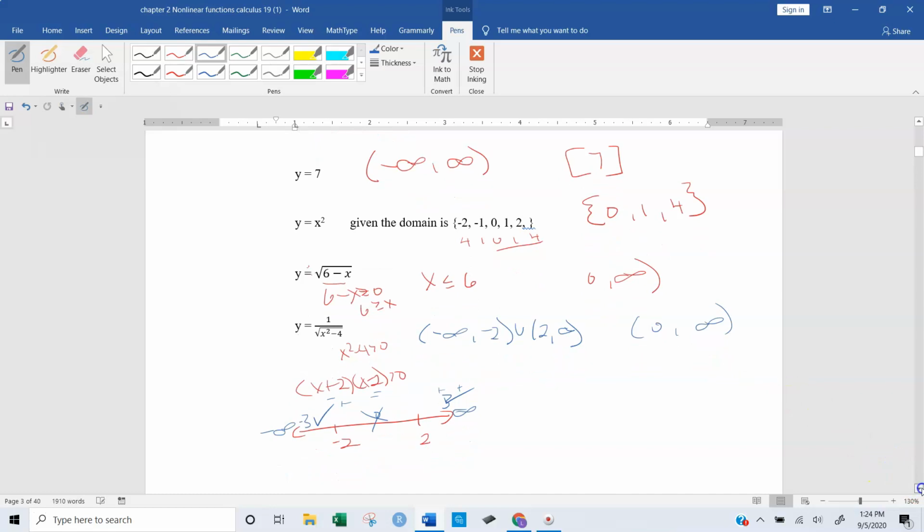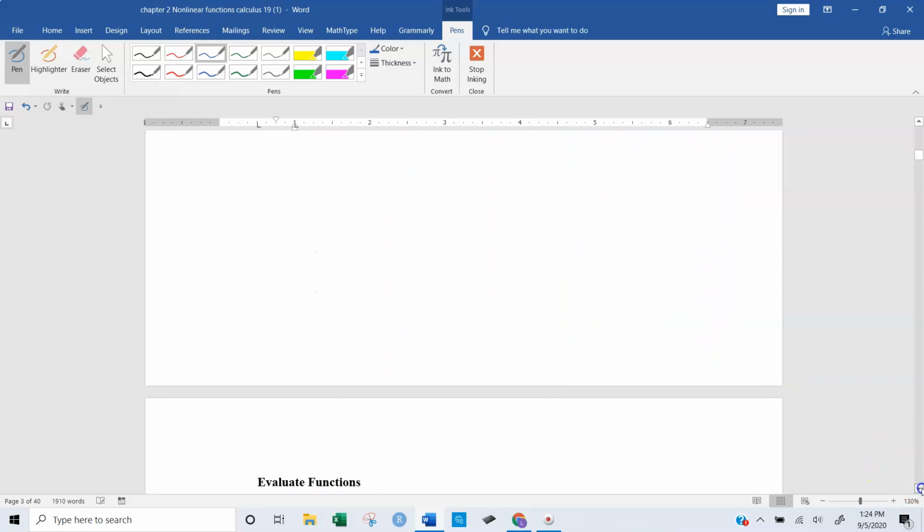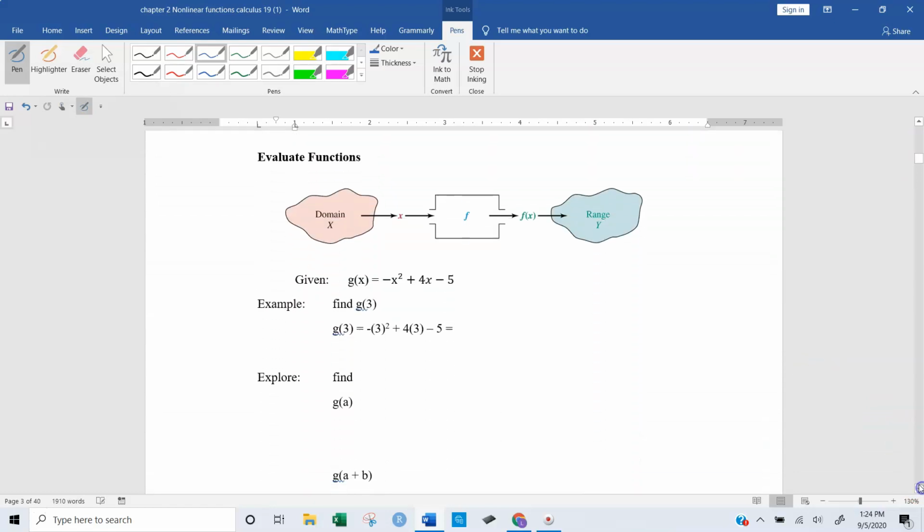Okay, let's go. This is just showing you how something maps. You take the value from the x, you plug it into the function, and you get the y value. So you take the x, you plug it into what you have, and the answer is the y. What you plug in is your domain. So I want to find g of 3. So I'm asking you what 3 maps to in the y.